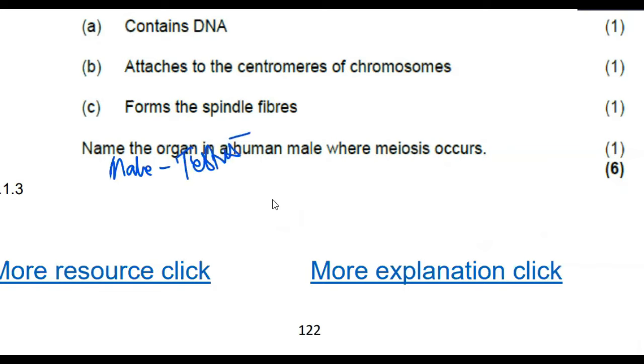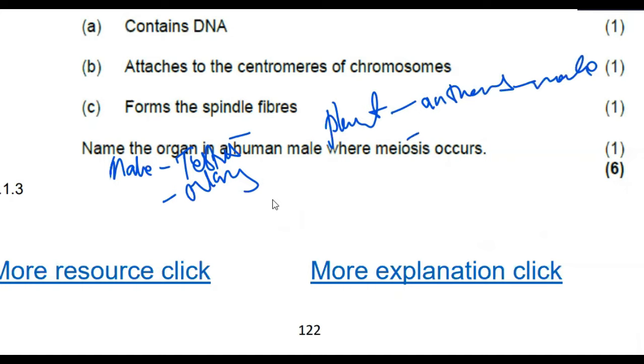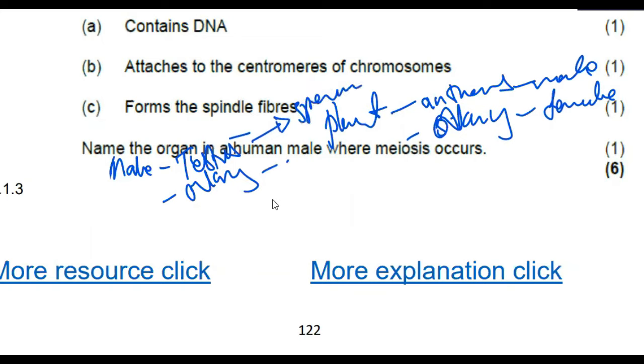While in female, it occurs in the ovary. In plants, it occurs in the anthers, that is male, and then the stigma and ovary in female. So here they produce sperms, they produce ovum or ova. Here they produce pollen grain, while here they produce ovules. So basically that's a simple illustration of meiosis occurring in plants and also in animals.